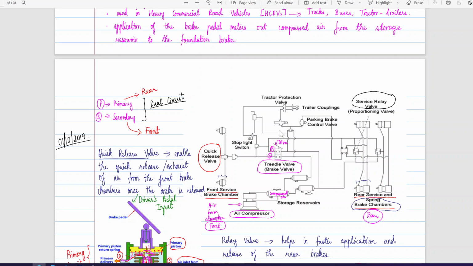Then we have various valves like the quick release valve, parking brake control valve, and service relay valves. We'll come to each one of them one by one. The idea here is to run an air compressor which keeps on filling these reservoirs at a pressure of around 10 bar, and the brake system operates at 8 bar of pressure.